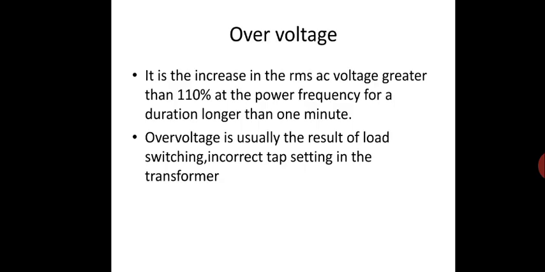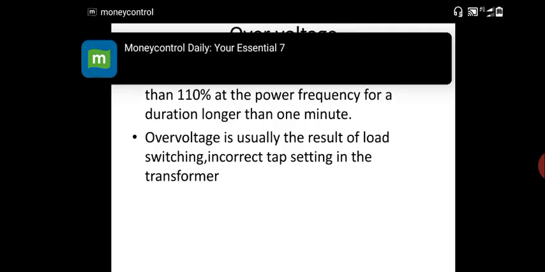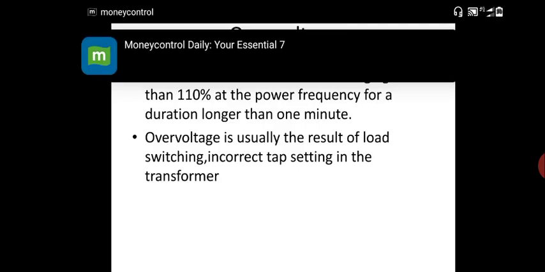Over voltage usually results from load switching and incorrect tap settings in the transformers. So what is transformer tap switching? Transformers in the distribution are step down transformers. On the basis of the stepping down, we can step down from 1 kV to 440 volt. So if you are not able to tap set that properly, if you set it for 460 volt, then this extra 20 volt will be distributed on your entire phases.